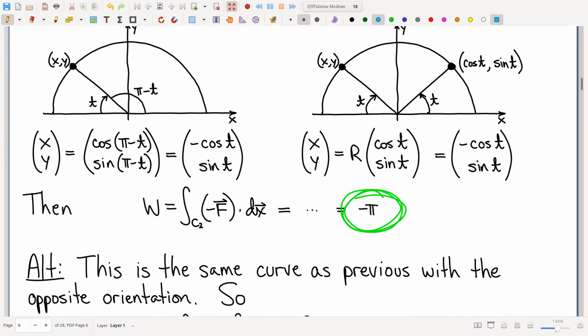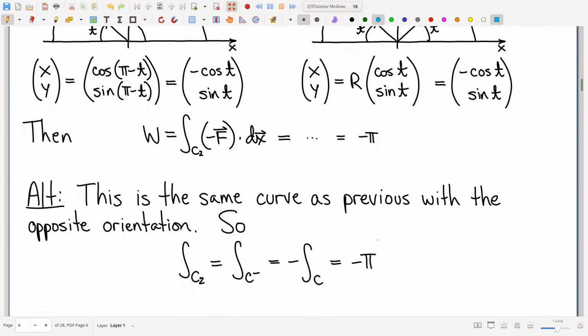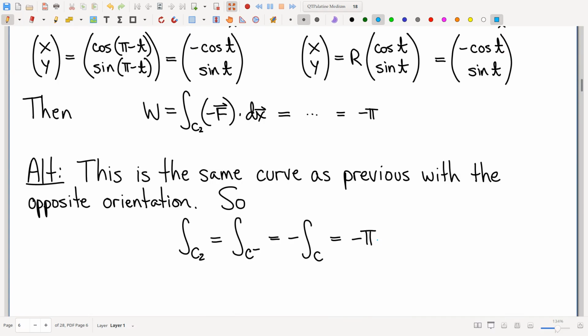So how about this? How about we just save ourselves huge amounts of trouble? We don't have to parameterize anything. We can just say, this curve that you've asked me to parameterize, that's the same as the curve that I already know how to parameterize, just oriented backwards. It's literally the opposite orientation on a curve I already know.